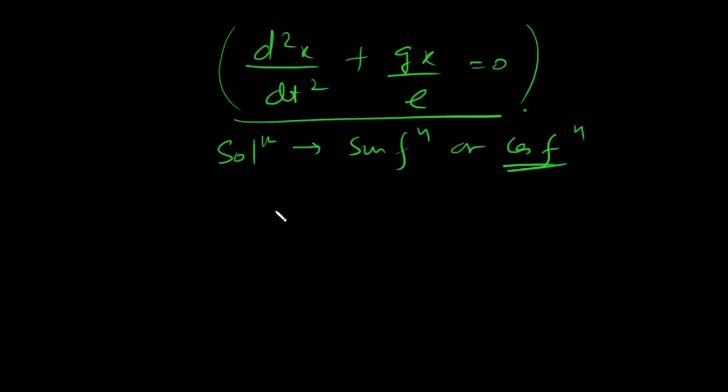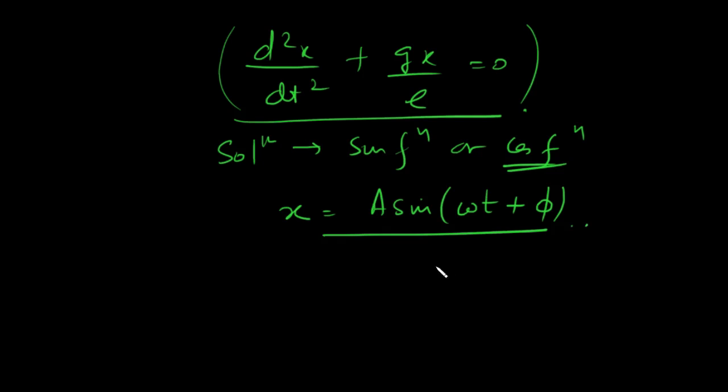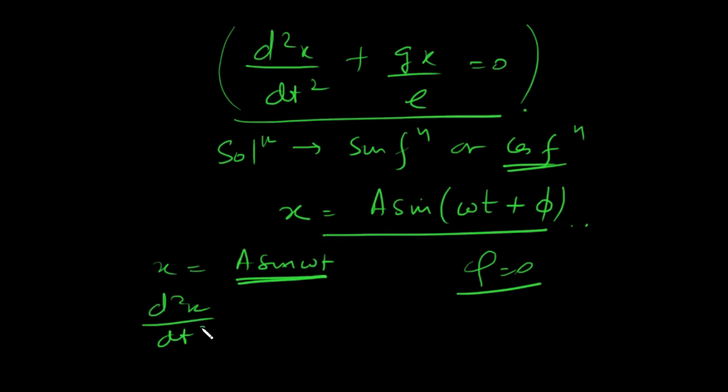Now to solve this equation, let us assume something. Let us assume the solution is a sin(ωt + φ). Here φ can be 0 also, or φ can have some value. It does not matter. For simplicity, let's say x = a sin ωt. So now, d²x/dt², what will this be?